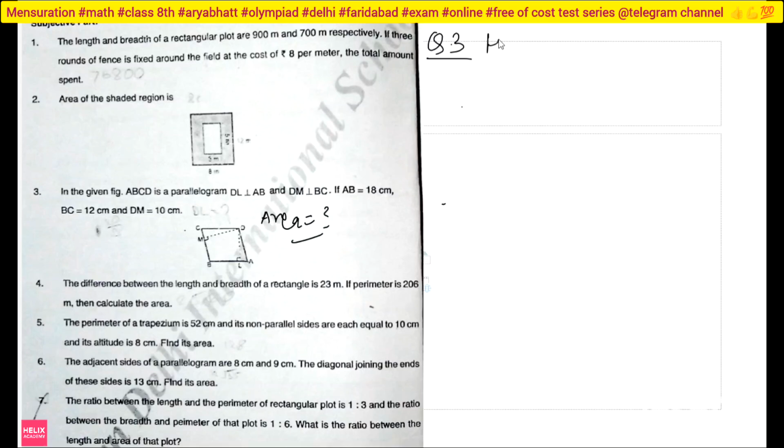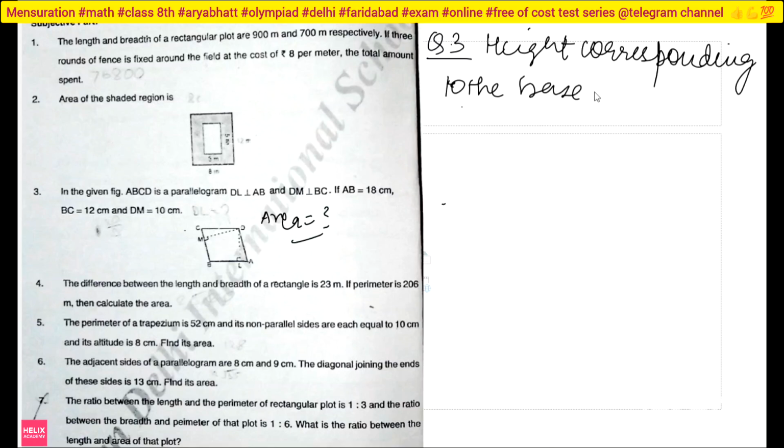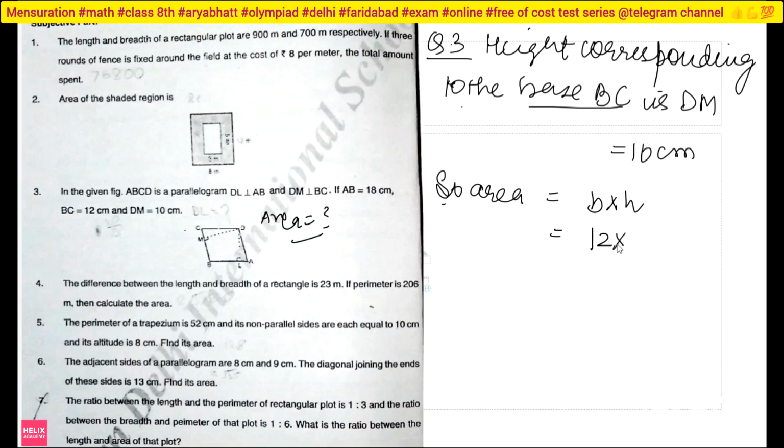So I will say that the height corresponding to the base BC is DM, so it is equal to 10 centimeter. I will assume that the base is your BC, so the corresponding height or altitude will be DM. So my area will be what? Area will be base into height only. So it will be 12 into 10 is equal to 120 centimeter square.